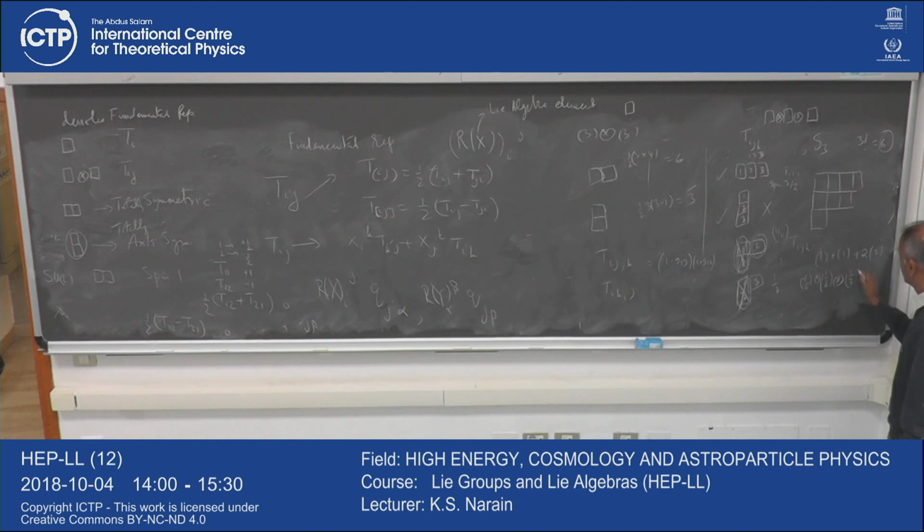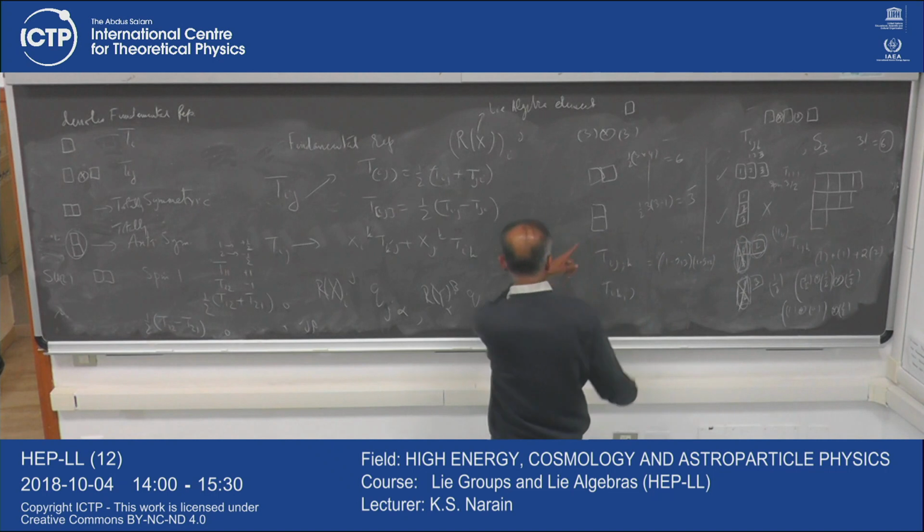So I do that. First I take this product, then I get here 1 plus 0, spin 1 and spin 0. Now I multiply this by half. 1 with half gives me 3/2 and half, and 0 with half gives me half. So that's why we get 1 spin 3/2 and 2 spin halves. So that's how this is working.